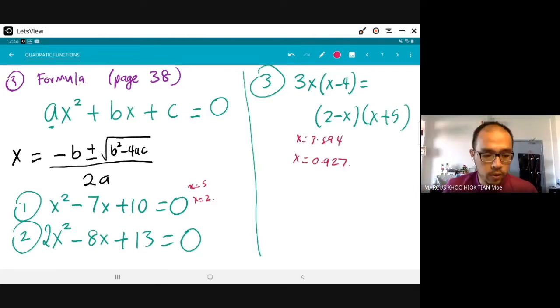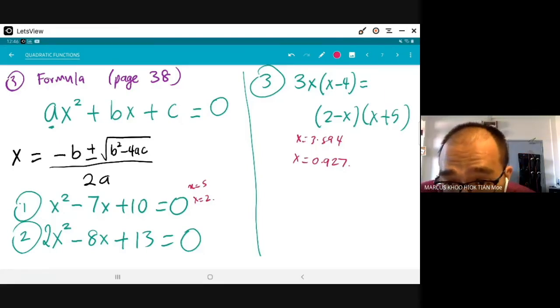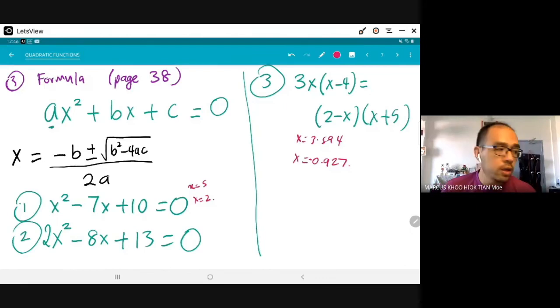Okay, it looks like Liana has given us one set of answers, which I've already written here. Dia bilang, number 1, x sama 5, x sama 2. Number 2, I don't know. And then number 3 is x equals to 3.594 and 0.927. Or is it negative 0.927? Oh my goodness, it's negative 0.927. So tiny, the negative.